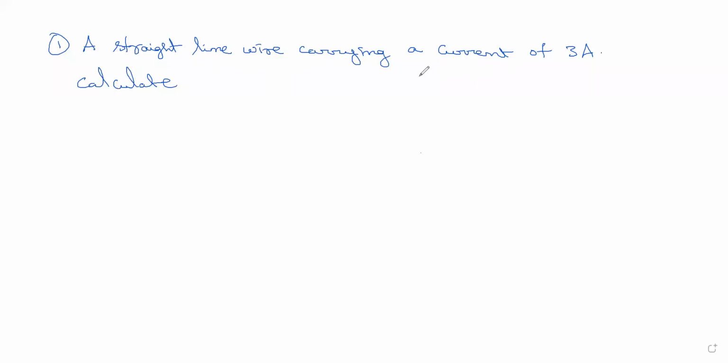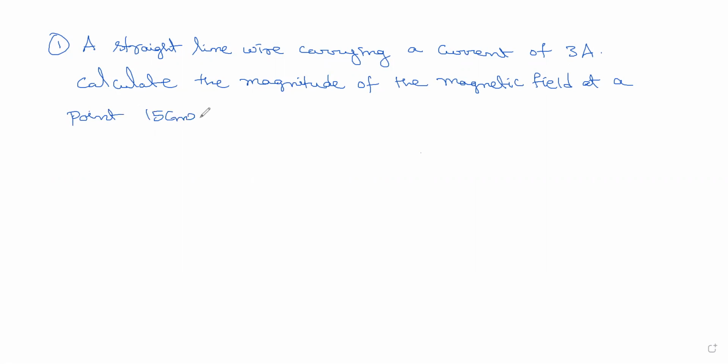A straight line wire carrying a current of 3 amperes. Calculate the magnitude of the magnetic field at a point 15 centimeters away from the wire. Okay, this is the question.